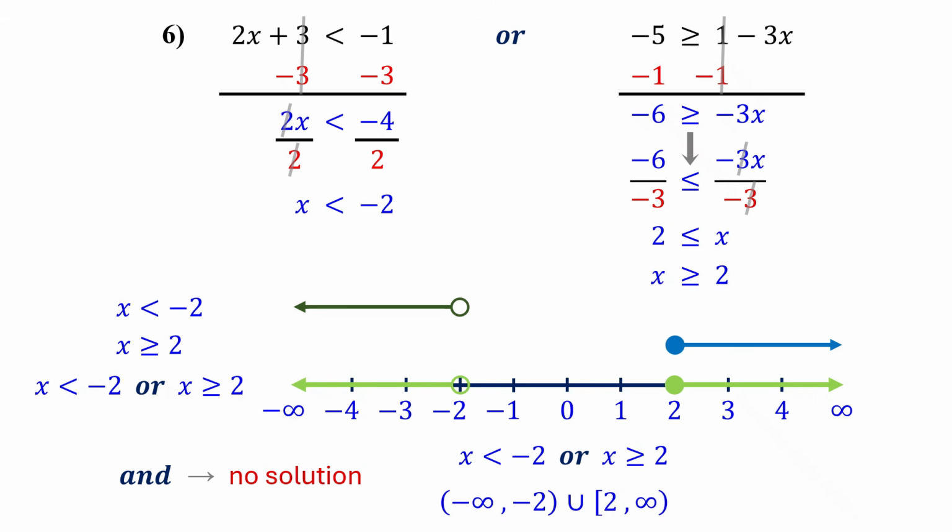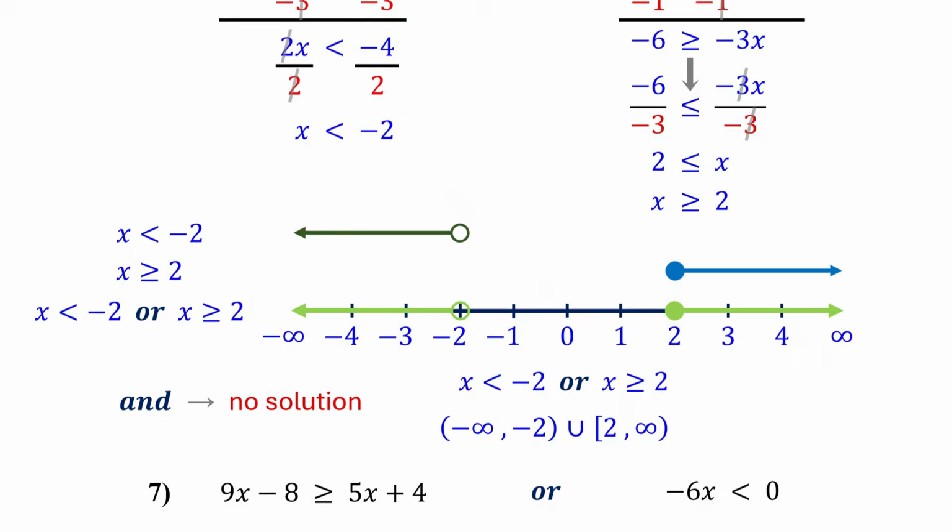To sum it up, when the graphs of the two inequalities shade in opposite directions with no overlap, for an OR compound inequality, the solution is simply the union of the two graphs. But for an AND compound inequality, there's no solution. All right, in this example, the graphs shaded in opposite directions with no overlap. But what if both inequalities shade in the same direction? Let's find out in the next example.